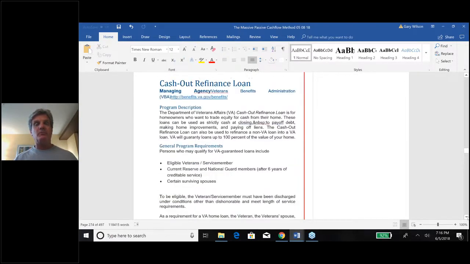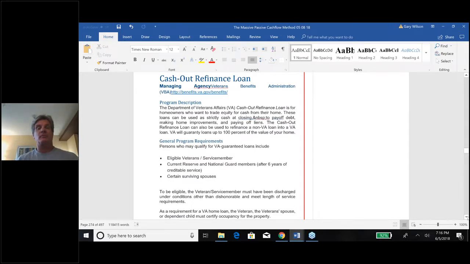Now, the next one is a veteran program. Veterans Affairs, which is your VA, okay? You can do what's called a cash out refinance for homeowners who want to trade equity for cash in their home. And of course, we investors love to do that. Once we have a property that we've owned for a while and we've seasoned it, we've established a greater equity position, and we have solid cash flow, we often want to leverage that equity to purchase other properties. You can do it through a number of vehicles, but the reason I'm bringing this up is if you're active duty or a veteran, there's a great way for you to do it, and they make it, quite frankly, very easy.